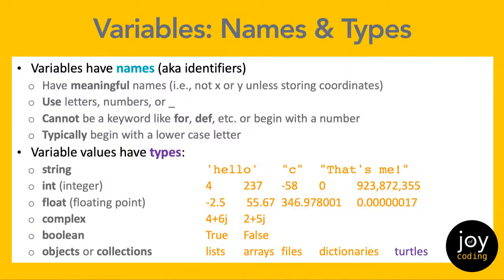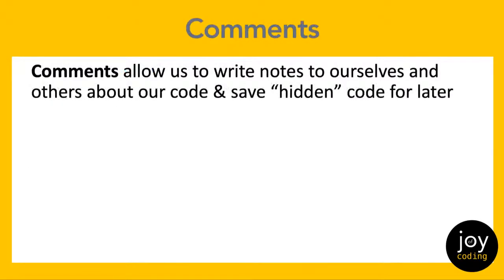So I already mentioned that variable names form a means of communication between ourselves and our future selves and other programmers. Next, we'll introduce a way to add additional information to our code with comments. So comments allow us to write notes to ourselves and others about our code and save hidden code for later. So we can use this in addition to meaningful variable names to help our code be more descriptive.